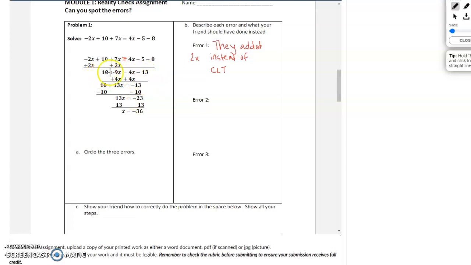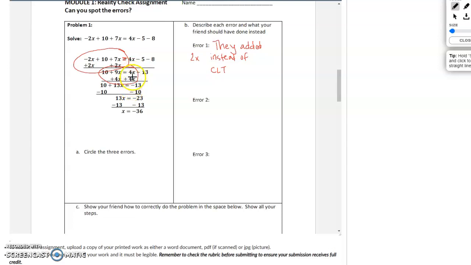So I look at this line, 10 plus 9x equals 4x minus 13. So we want to get rid of the 4x. Well, it looks like they add 4x instead of, what should they have done there? Hopefully you're saying they should subtract 4x because they need to do the opposite. So error number 2, oops, I forgot to circle. There's error 1. Error number 2 is right here. They should have subtracted 4x instead of adding 4x because we want to get rid of that term. We want to make it cancel out.